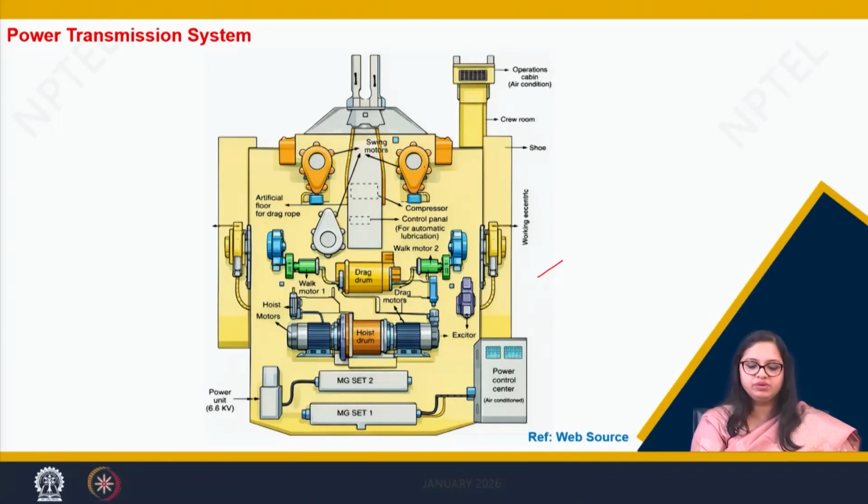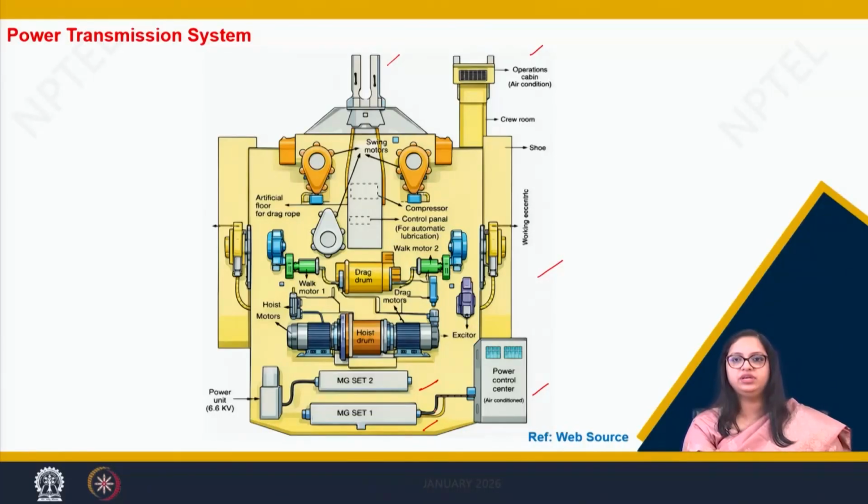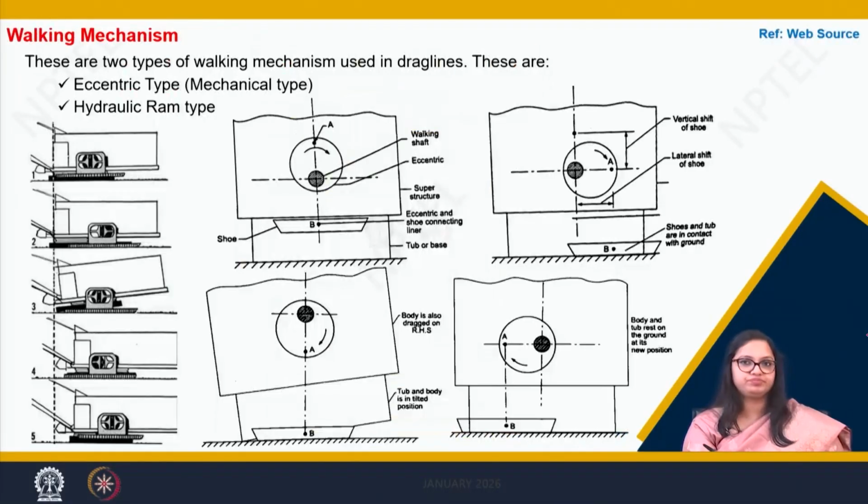There are again swing motors here which help in swinging of the superstructure. There is fair lead, there is operator's cabin, there is a power control center, there is MG set, 2 MG sets which give power to the complete deck. Mostly the drag lines that we see in India are electrical drag lines. The power comes from electricity, it does not come from diesel.